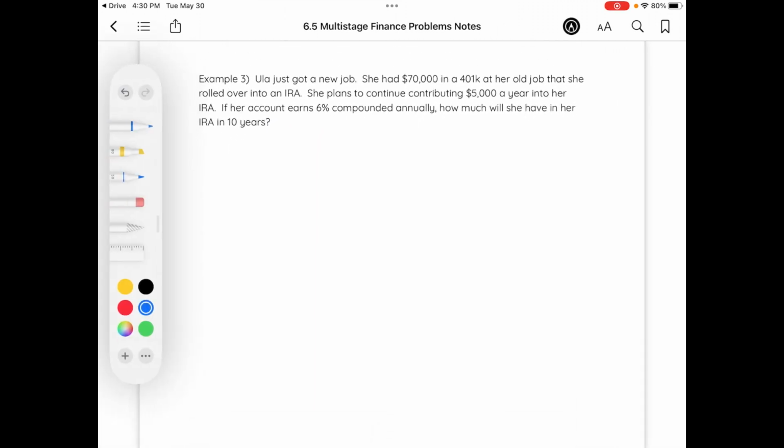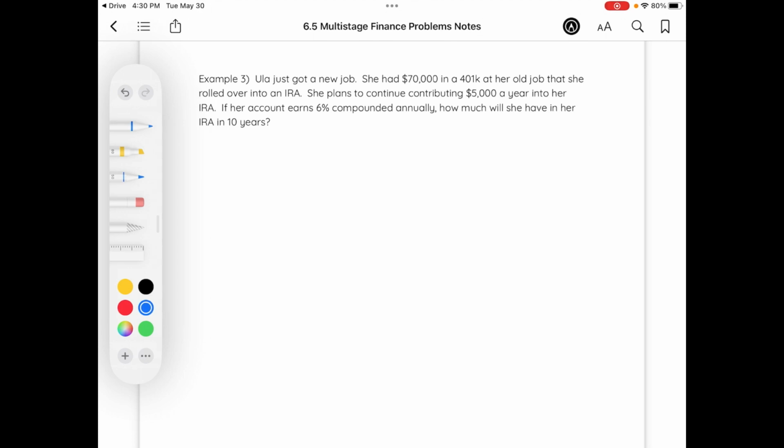Our third problem: Eula got a new job. She had $70,000 in a 401k at her old job that she rolled over into an IRA. She plans to continue contributing $5,000 a year into her IRA. If her account earns 6% compounded annually, how much will she have in her IRA in 10 years?